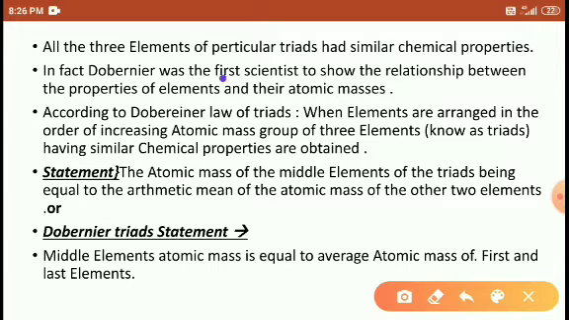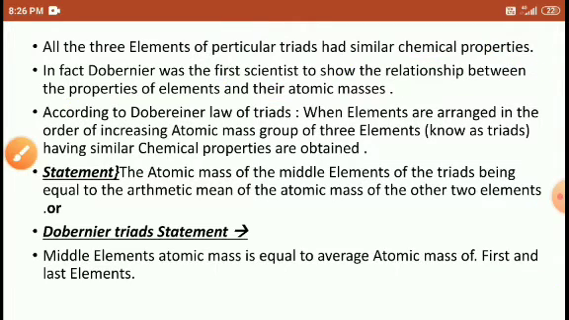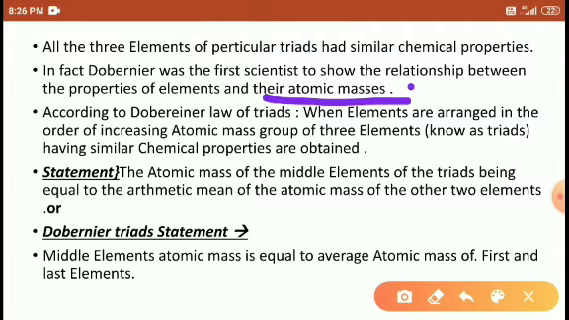Dobereiner was the first scientist who showed the relationship between the properties of the elements and their atomic mass. He was the first person to step forward and explain that the chemical properties of the elements depend upon increasing atomic mass.